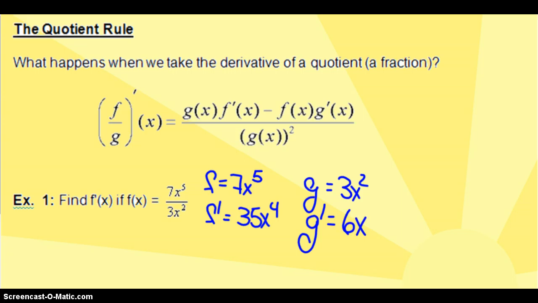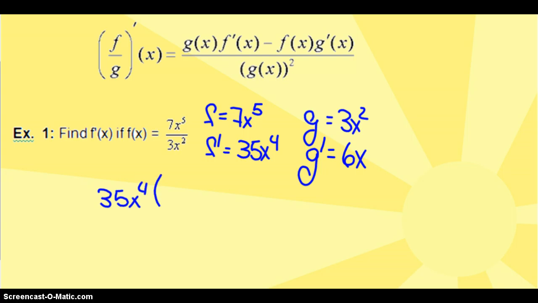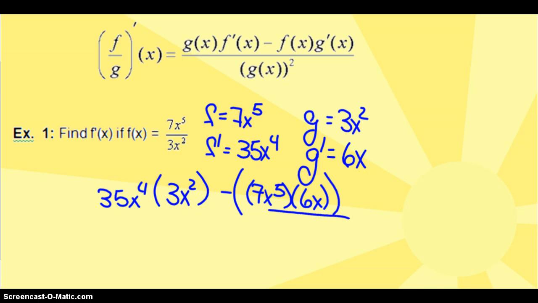So now we have the rule right in front of us here. I'm going to have the 35x to the fourth, that's my f prime, times my g, which is 3x squared, minus 7x to the fifth. Make sure that you have an extra set of parentheses here, that you would distribute that negative through. And that's all over g squared, so 3x squared, squared. Take a minute, making sure you see where everything comes from.